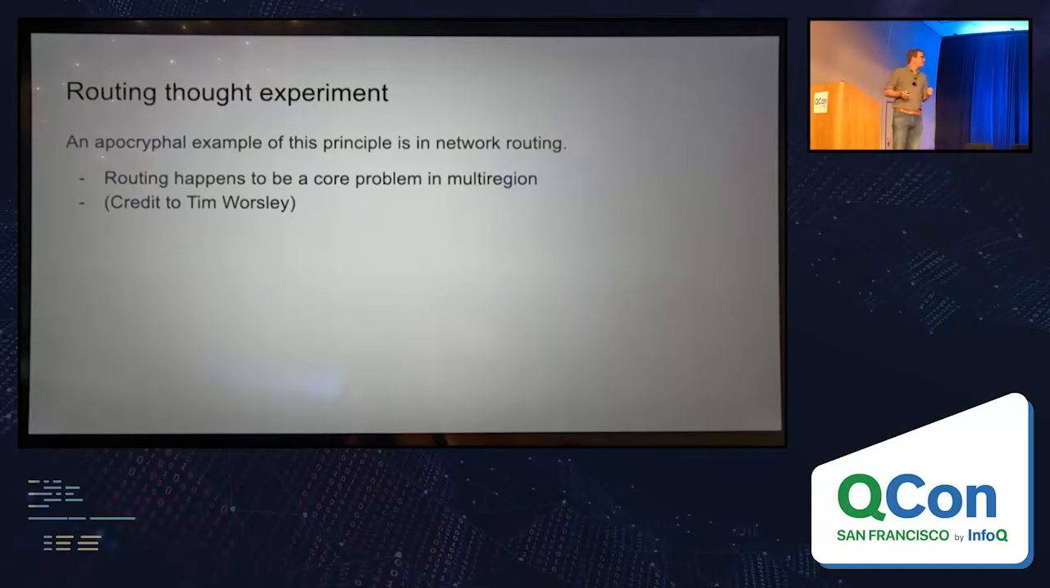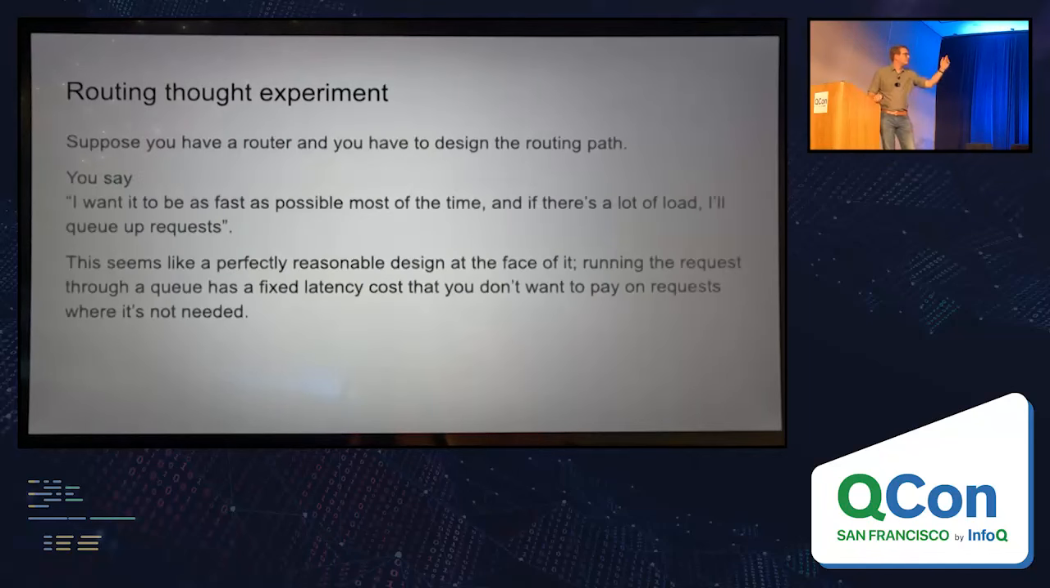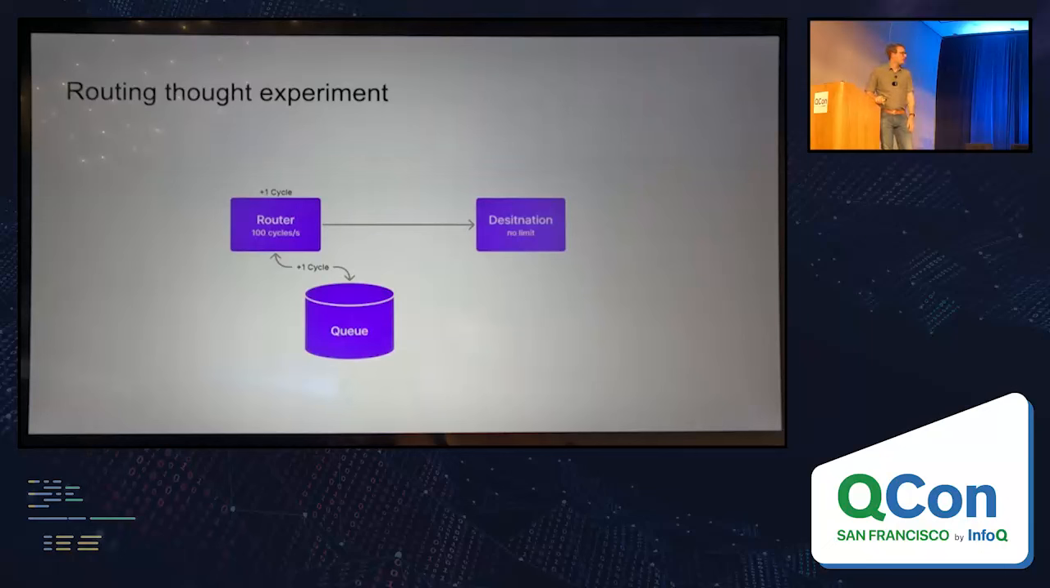So this is an example from network routing that is from back in the day. My mentor, Tim Worsley, told me this back when I worked at Minted. You say, I'm designing a router, and I'm designing a routing path. I want it to be as fast as possible most of the time. And then if there's a lot of load, I have this queue, and I can just queue up requests. So on the face of it, that actually sounds like a relatively reasonable design. You're like, okay, most of the time it'll be pretty fast, and that's cool. Everyone likes low latency connections. And then I have some strategy of dealing with overflow, spikes. I have a way of dealing with this.